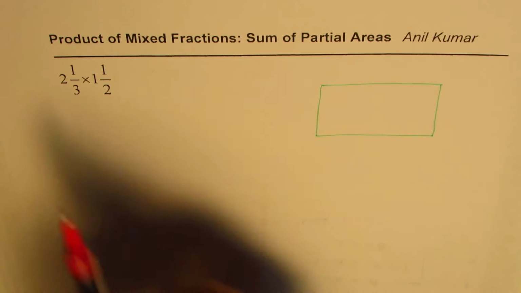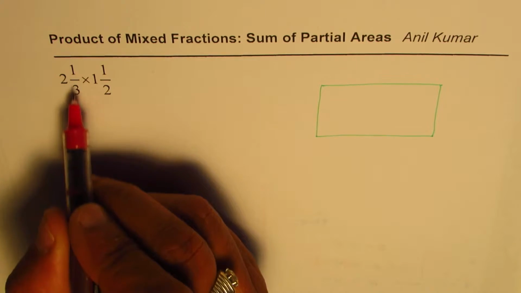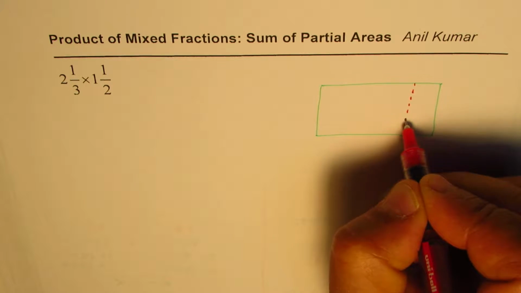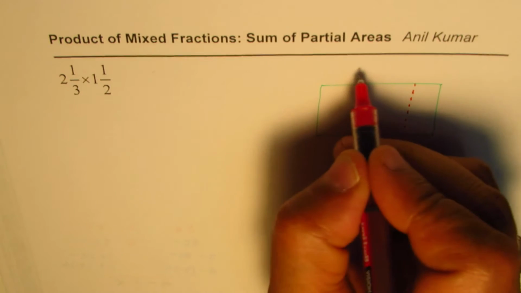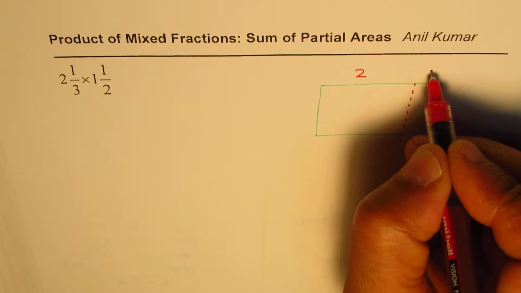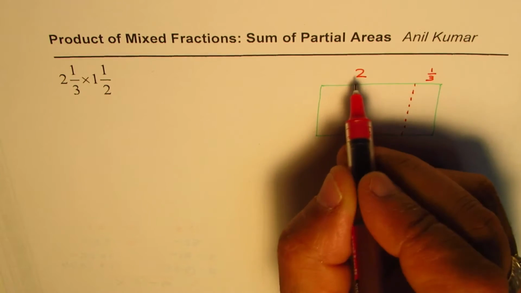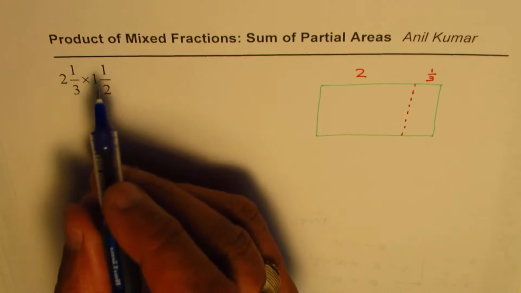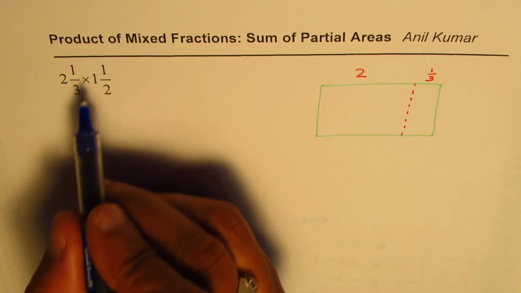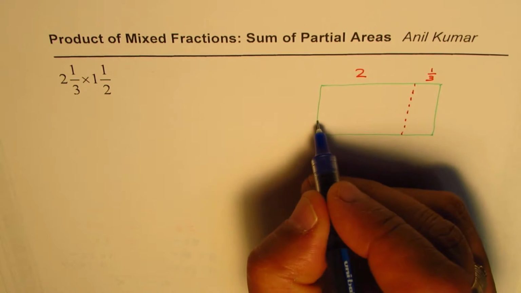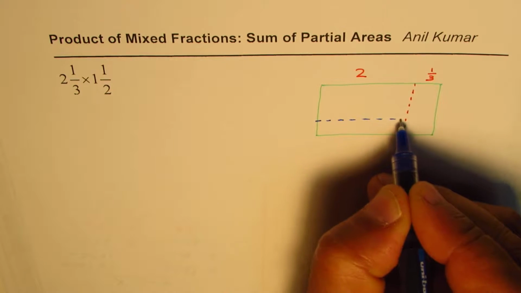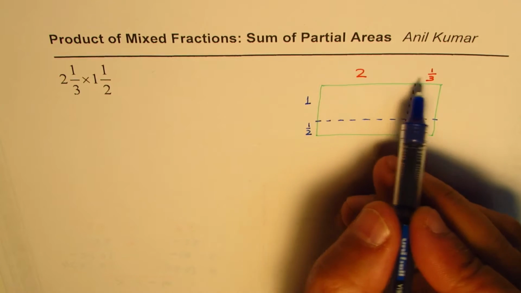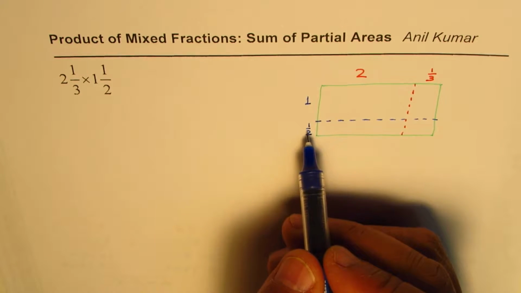So let us say we have a length of 2 1/3, that means 2 wholes and then 1/3. So let me divide this length into 2 parts, and we are saying this is 2 wholes, right, and this part is 1/3. So the length for us is 2 1 over 3. Similarly, we will divide the width in 2 parts, 1 whole and a half. So let's say this is 1 whole and this part is half for us. So we have 1 and a half. Do you see that?